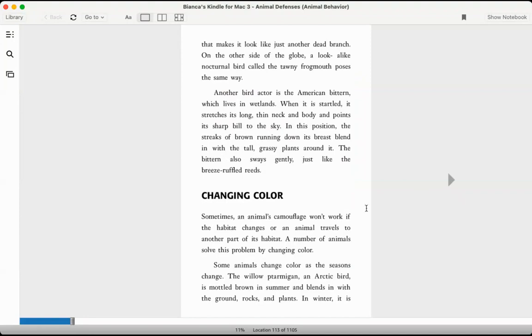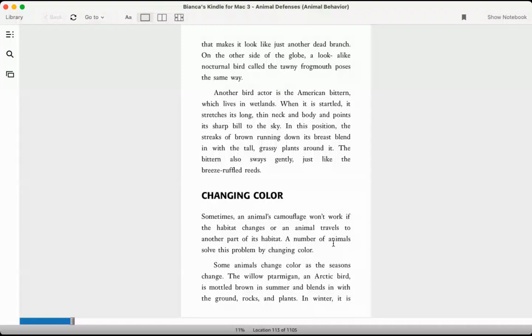Changing color. Sometimes an animal's camouflage won't work if the habitat changes or an animal travels to another part of its habitat. A number of animals solve this problem by changing color. Some animals change color as the seasons change. Seasons are like winter, fall, summer, autumn.